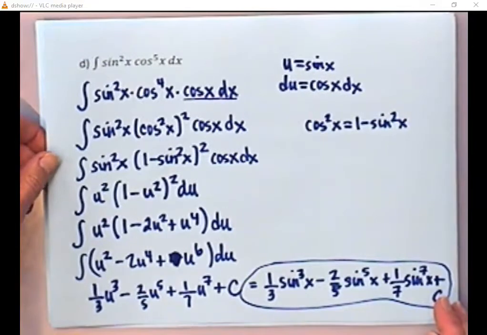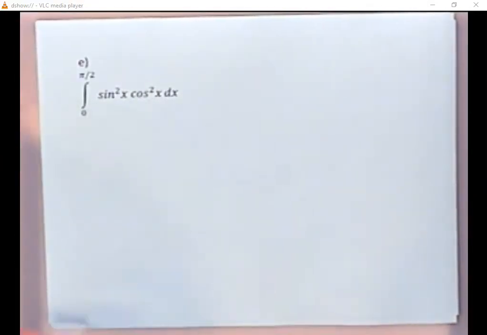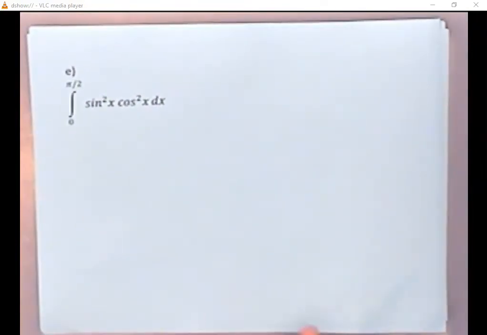Okay, other questions on that? Okay, let's try one with some limits on it. So this one we're going to do the integral from 0 to pi over 2, sine squared times cosine squared. Now the thing that makes this one different is they're both squared. So there's no odd power that I can separate out and use for the derivative.